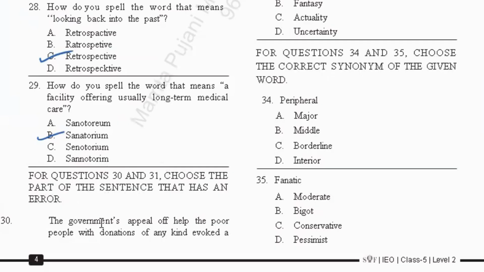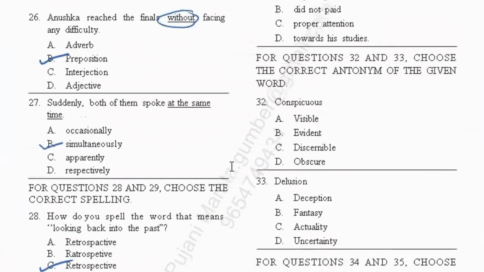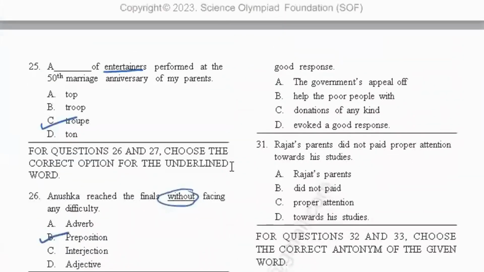The question is: the government's appeal of help the poor people with donations of any kind evoked a good response. So it should be the government's appeal for, not of. We have an error in this part. It should be the government's appeal for.